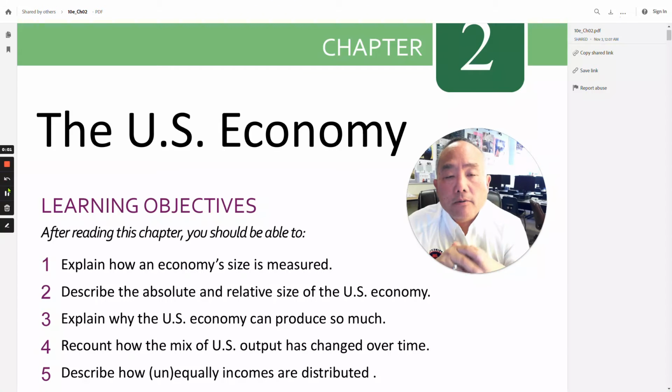to talk about Chapter 2 in economics. This chapter is referred to as the U.S. economy. Our learning objectives are the 5 following. I'll describe each of them.